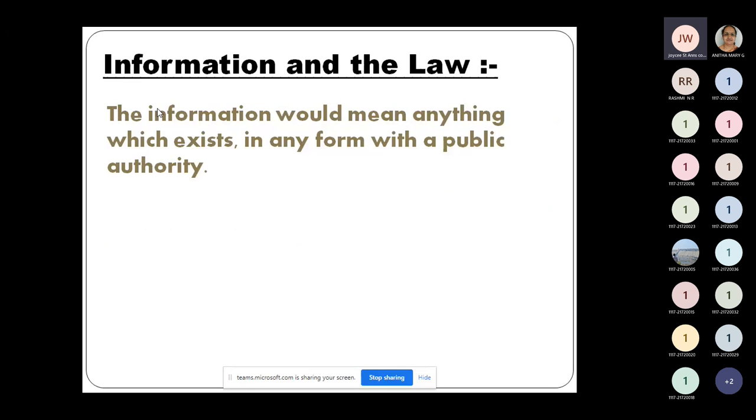Information and law. First of all, what is law? Information is where we have different types of data. Law is a formal written document, interpreted by courts, made by legislators representing all people, and applicable to everyone. Depending upon the law, we have different conflicts. Law is a right of people. With the help of law, we will have different information.